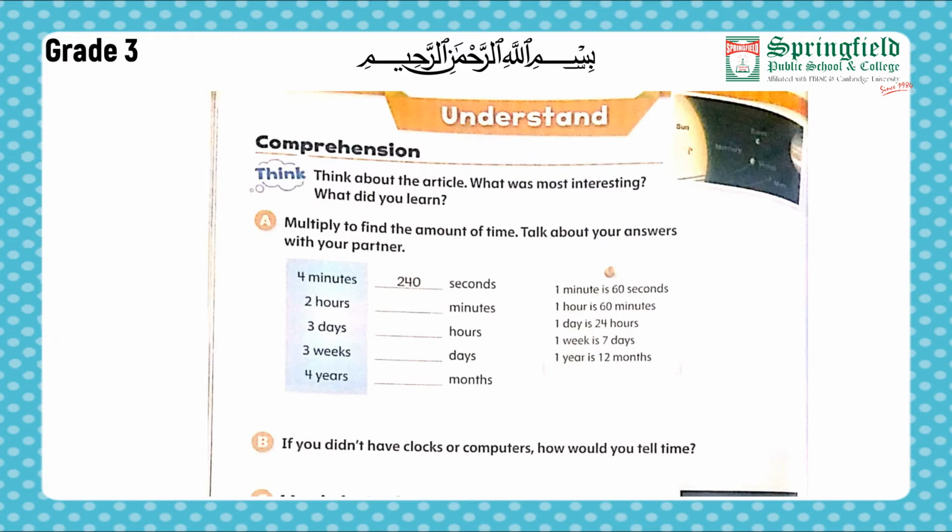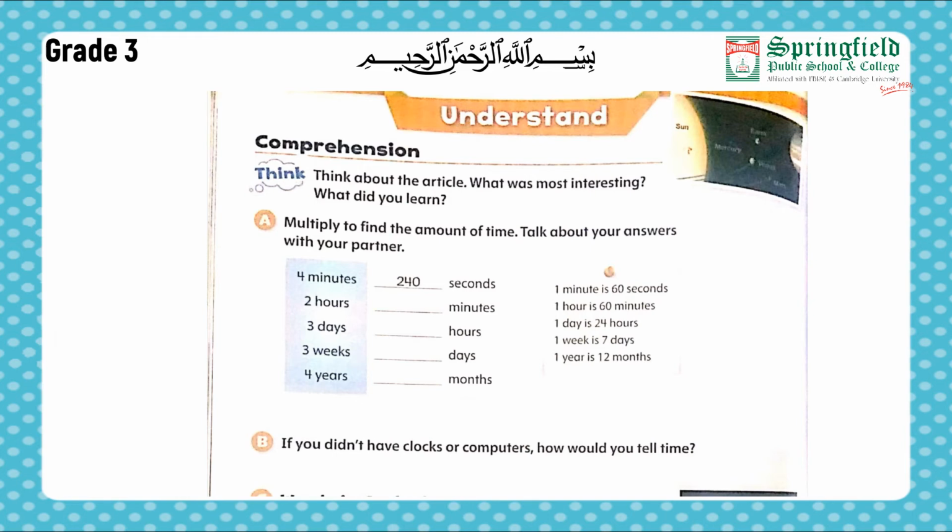Next one is 2 hours. 1 hour has 60 minutes. So we are going to multiply 2 with 60 to get our answer, 120. Next we have 3 days. We have to convert them into hours. 3 weeks, we have to convert them into days, how many days are in 3 weeks. And last we have 4 years. We have to convert them into months, how many months are present in 4 years.